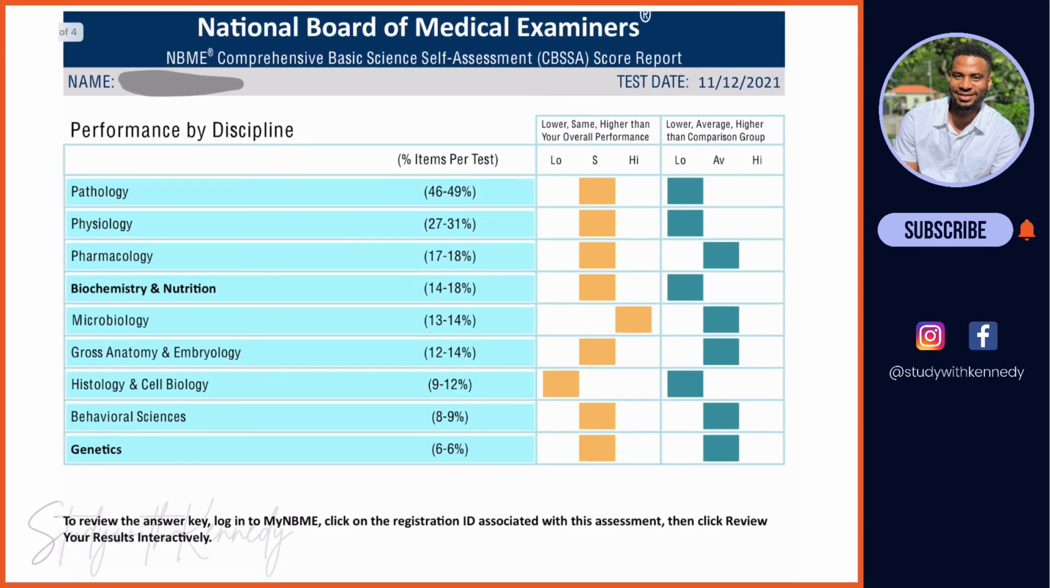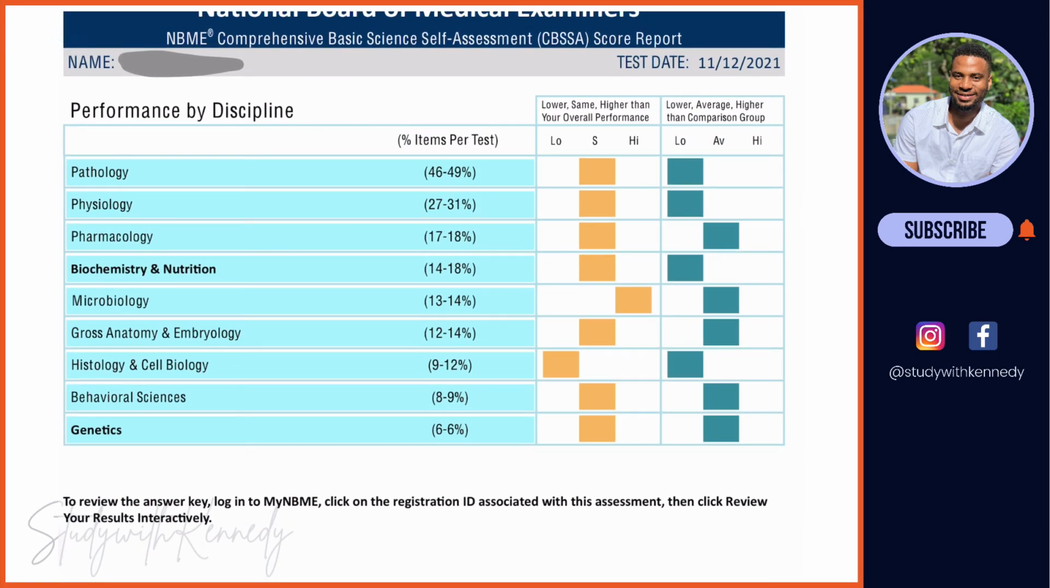Back to this. Notice this: her knowledge of pathology, physiology, pharmacology all look the same. It's all average. You are as good in pathology as you are in physiology. How does she compare to the group? Pathology is poor. Physiology, which I would call pathophysiology, is poor. But look at this. Pharmacology is fair, right? Microbiology is high, but it's still average compared to the group.